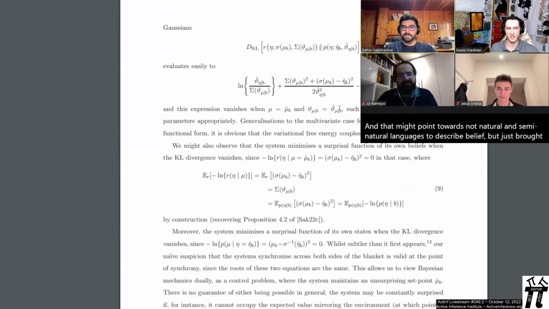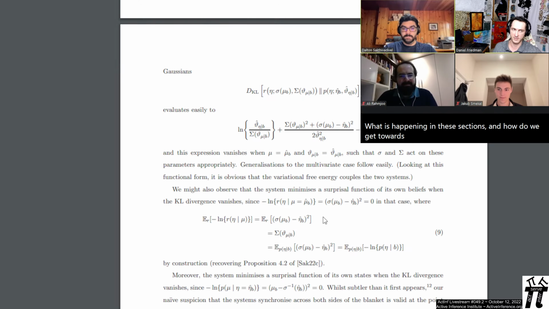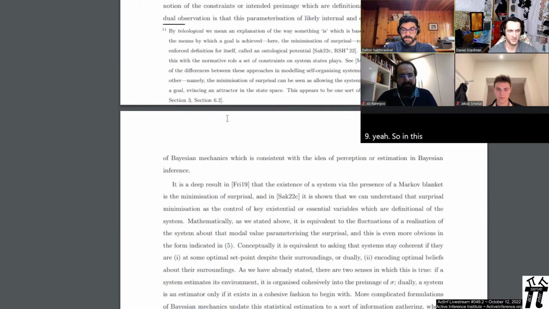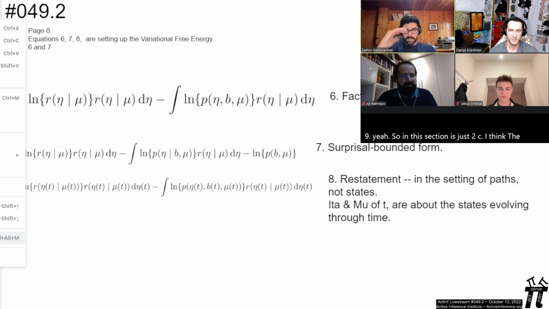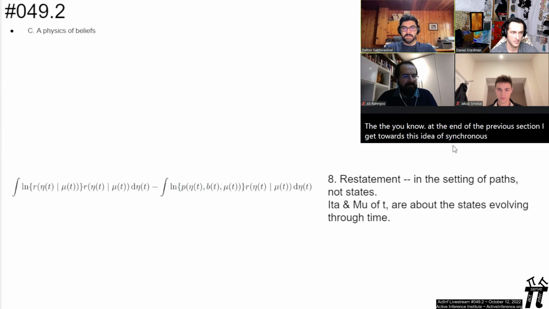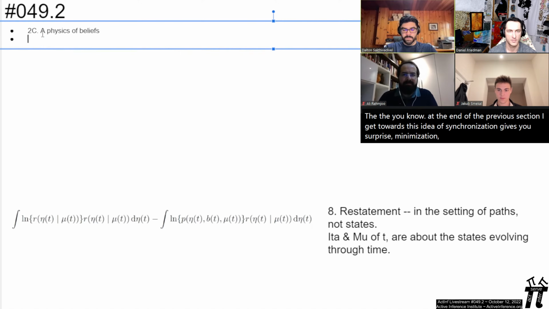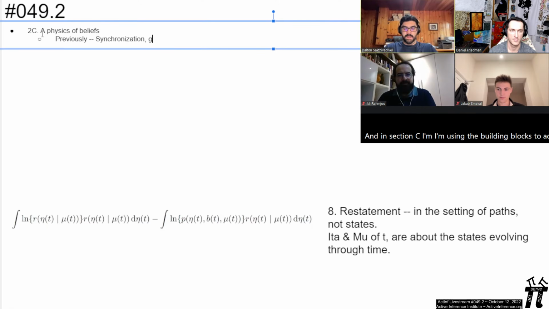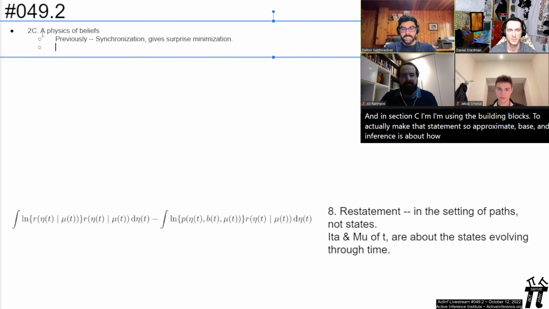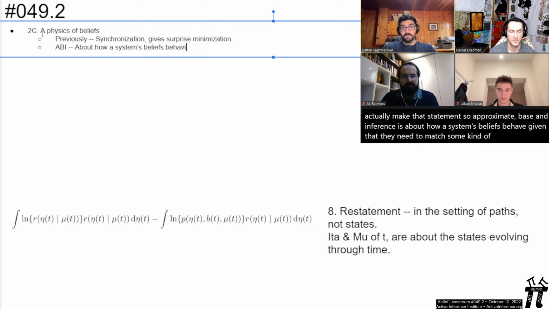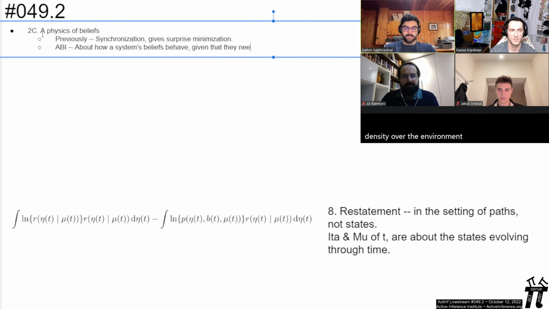But just broadly, what is happening in these sections and how do we get towards equation 9? Yeah, so at the end of the previous section, synchronization gives you surprisal minimization. And in section C, I'm using the building blocks to actually make that statement. So approximate Bayesian inference is about how a system's beliefs behave given that they need to match some kind of density over the environment, and where match means not necessarily equal but synchronized to.